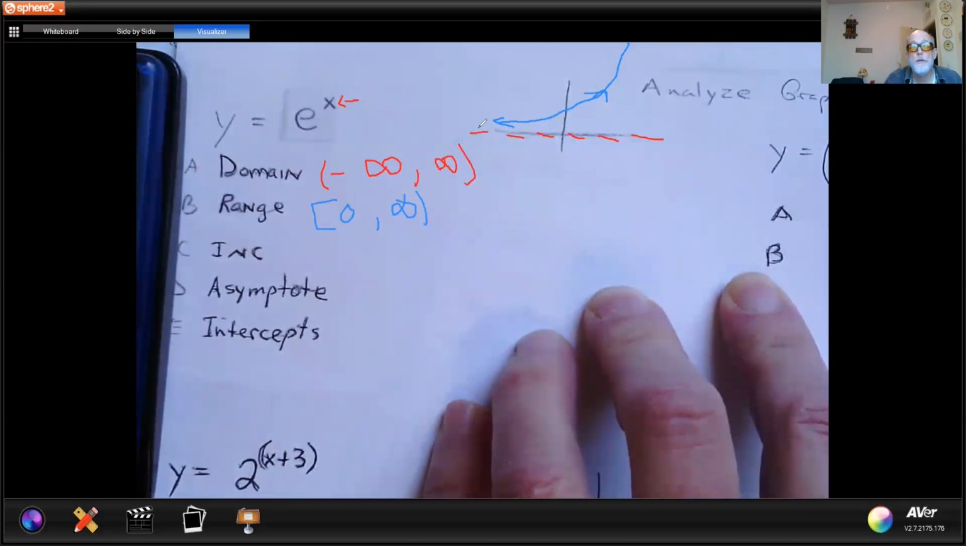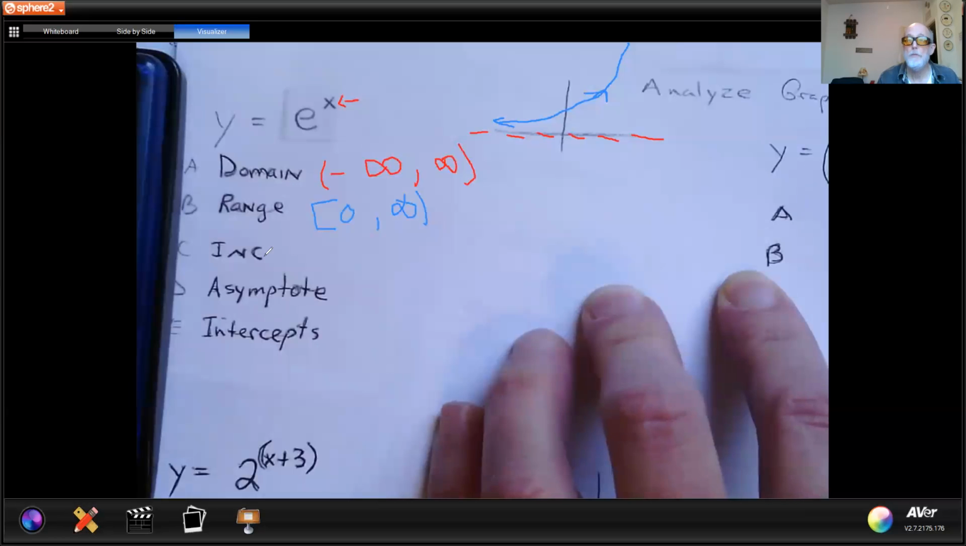Now, where is it increasing? This is the one that causes people trouble sometimes, but you're telling me the x numbers. What x numbers can I pick that make it go uphill? Well, every single x number is going uphill. So that's the whole domain. So that would be all of these guys.